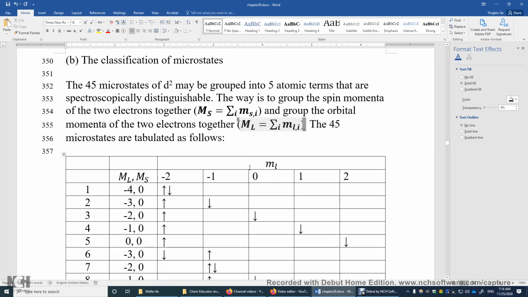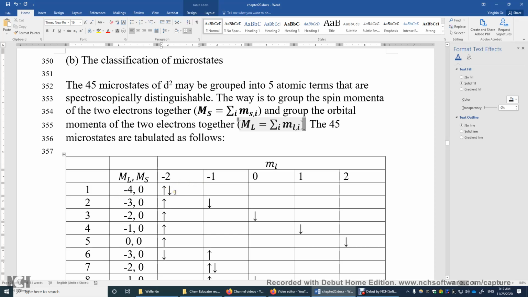We have 2 electrons. We can write out the possible values of m sub l for these 2 electrons, from -2, -1, 0, 1, all the way to 2. So 5 different possible values. Now we can put the 2 electrons into this orbital. And then the sum of m sub l is going to be -4, because each of the 2 electrons has an m sub l of -2, and we have 2 of them.